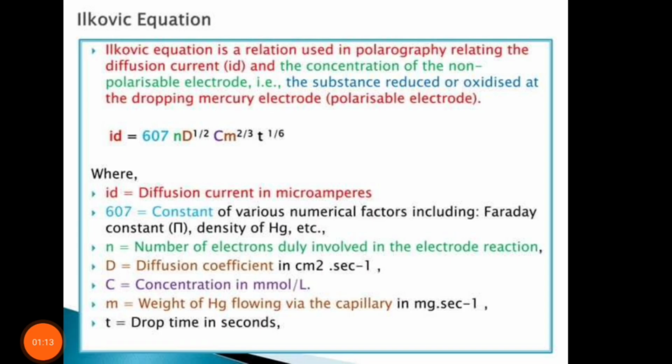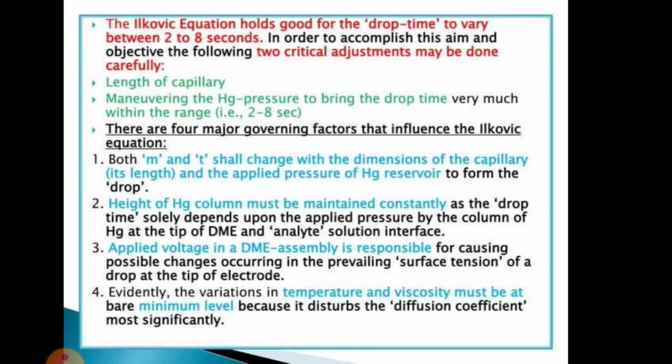C is the concentration in mmol per liter, m is the weight of Hg flowing through the capillary in mg s⁻¹, and t is the drop time in seconds. The Ilkovic equation holds good for drop times varying between 2 to 8 seconds.